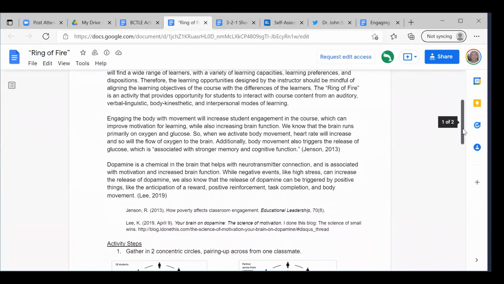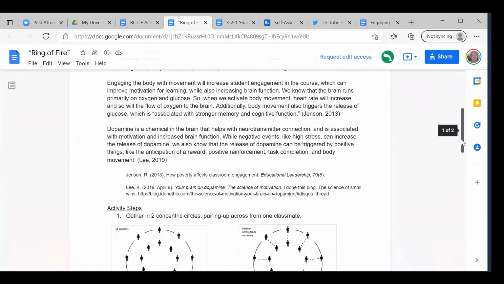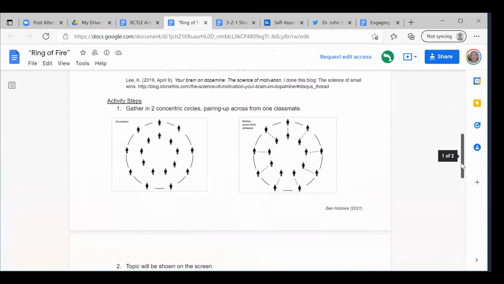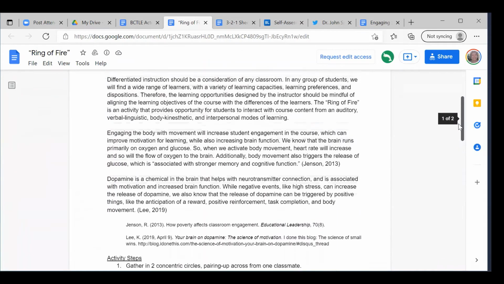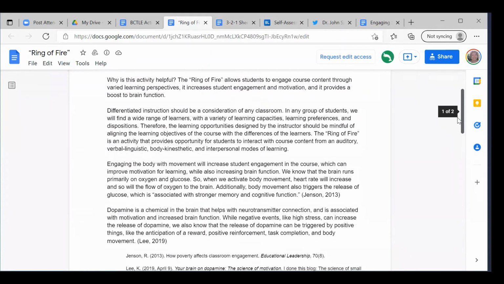So a few things about the Ring of Fire. What is this? Well, you're going to see that it's actually about students standing in 2 concentric circles. So one circle inside the other, and they have a partner that they're facing each other. With this activity, it's really just them turning and talking, but the Ring of Fire is we have 2 rings.